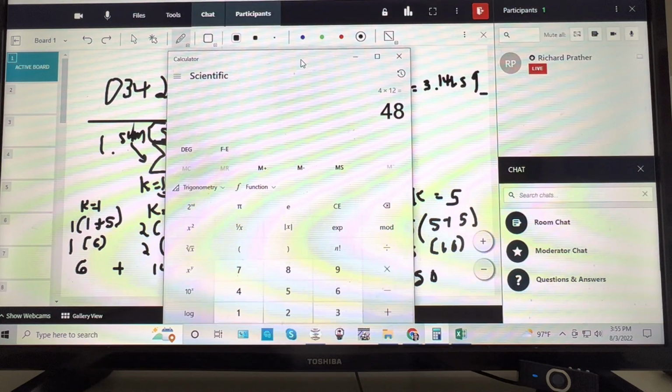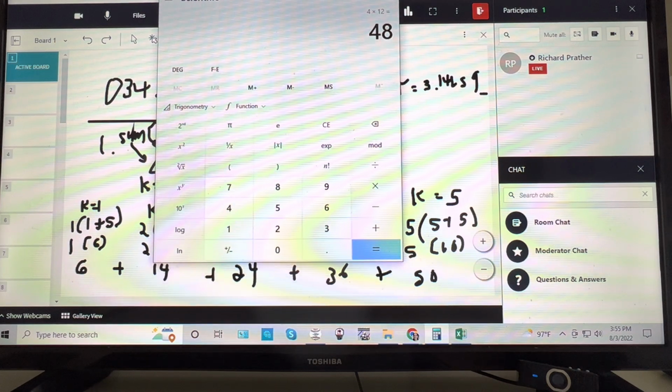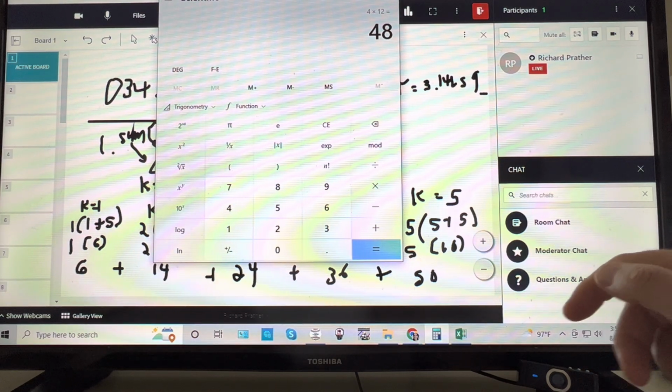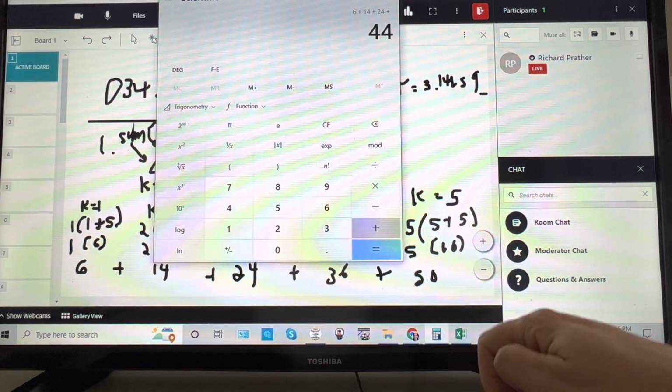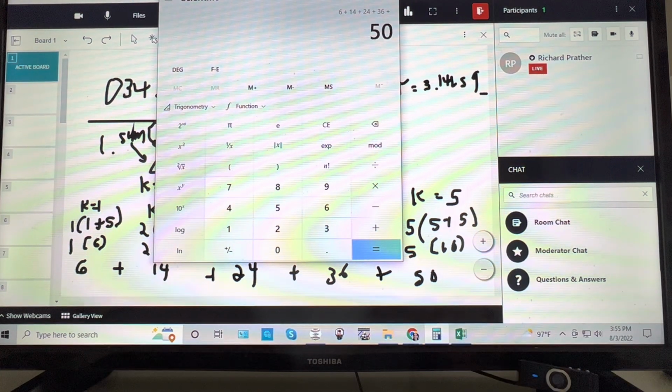Put this somewhere where you can see everything. Okay, so it's 6 plus 14 plus 24 plus 36 plus 50. That equals 130.